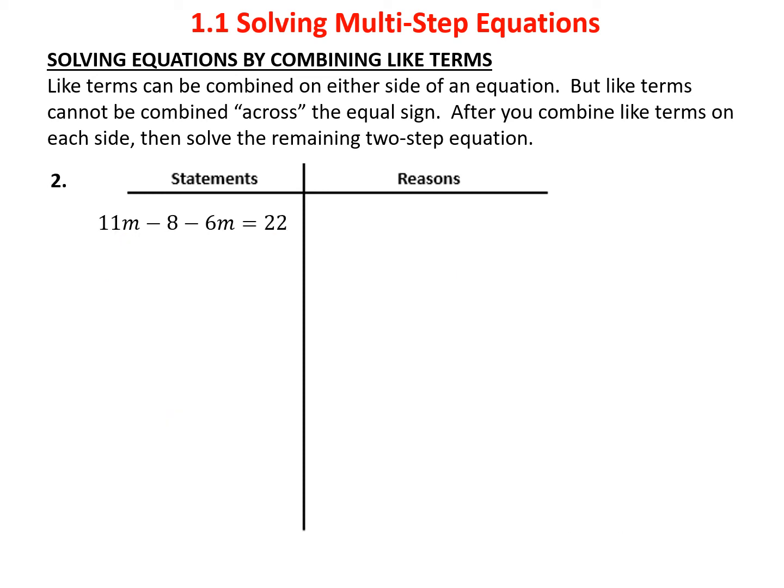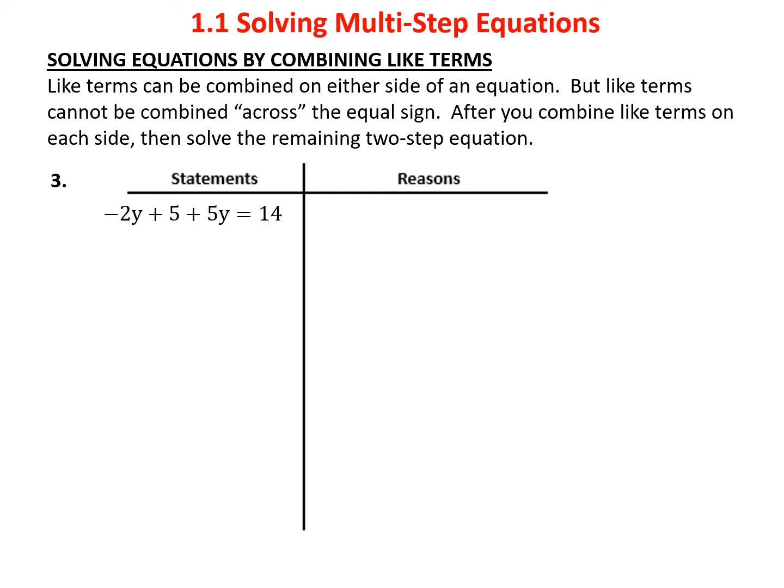So now we're going to use the process we just described to solve problems 2, 3, and 4. And remember what the process is. First, we're going to combine like terms on the left side and right side as necessary. After that, in all 3 of these problems, you'll end up with a two-step equation that you'll solve by first undoing the addition or subtraction, and then undoing the multiplication or division. Good luck.